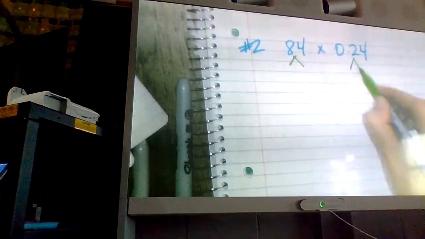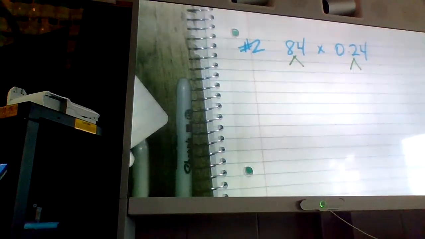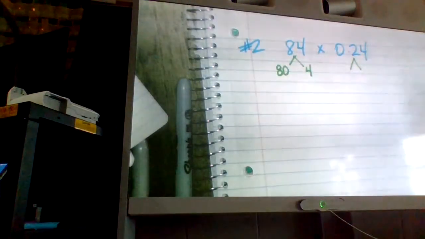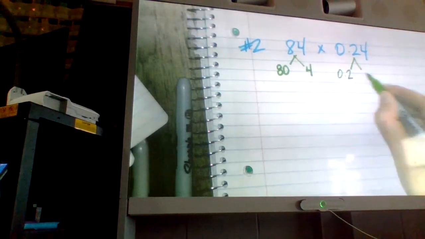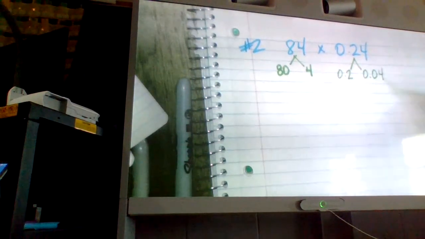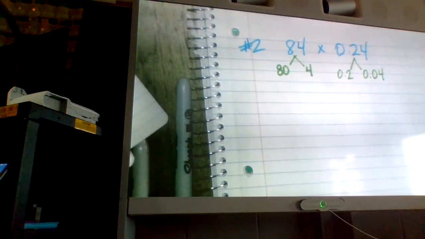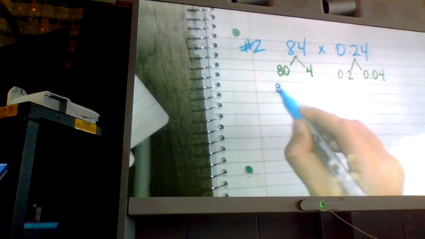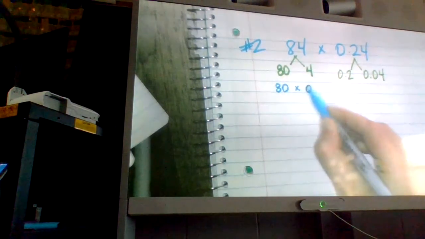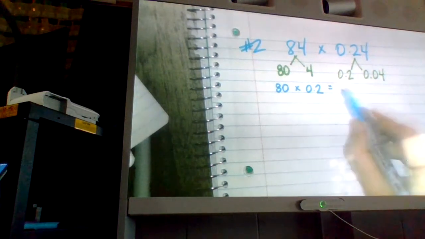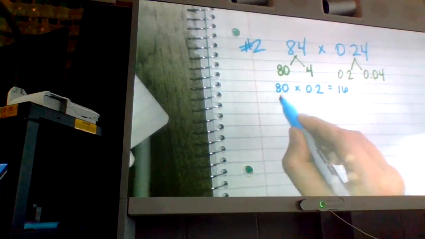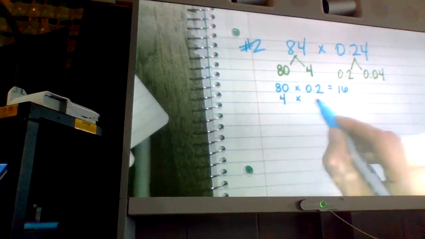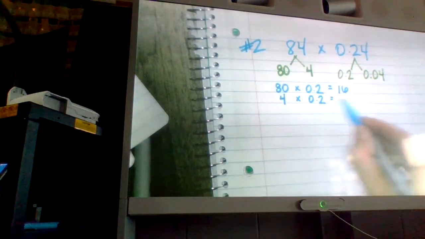It's the same idea as an area model. We're just no longer drawing boxes. So expanded form of 84 is 80 and 4. The expanded form of 24 hundredths is 2 tenths and 4 hundredths. So now I'm going to write out my multiplication. So 80 times 2 tenths equals 16. 4 times 2/10 is 8/10.